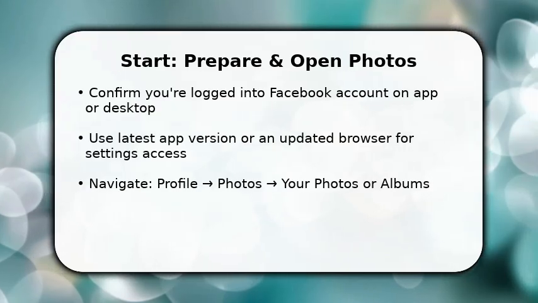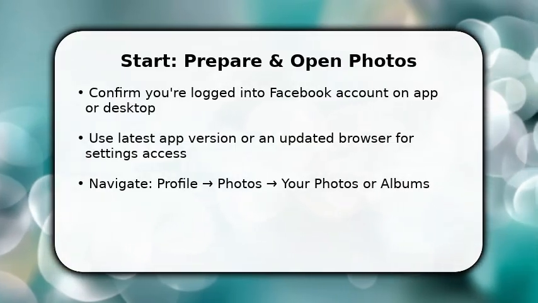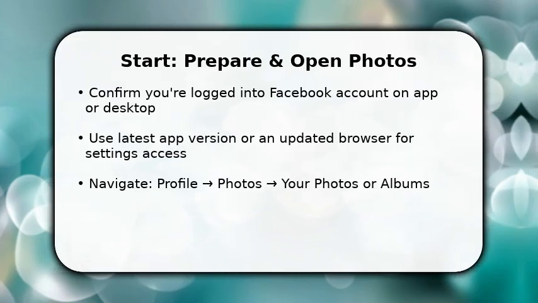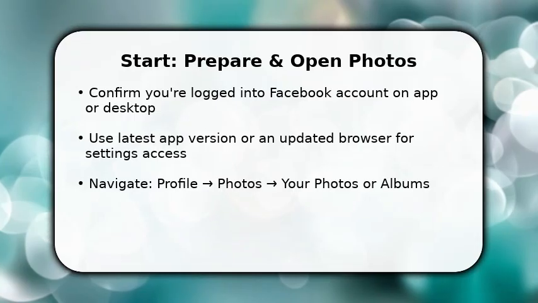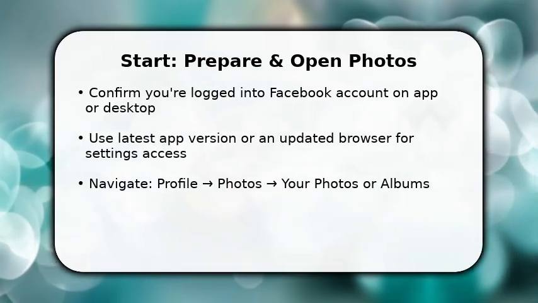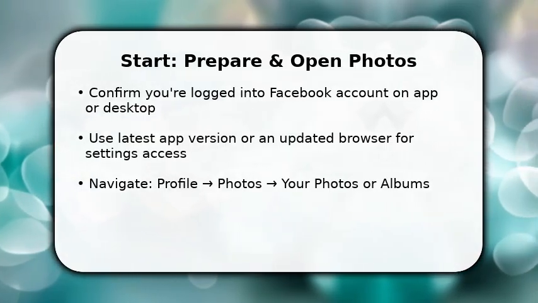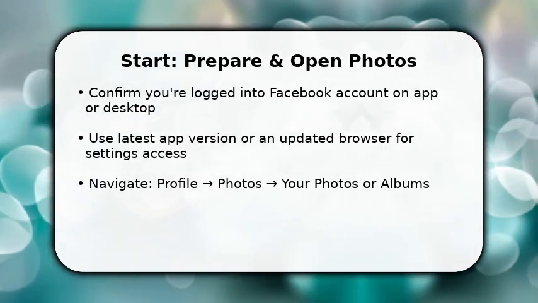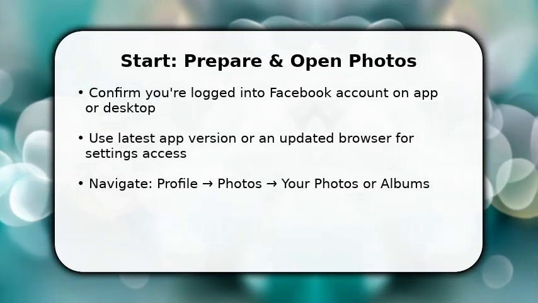You're ready. Make sure you're logged into the correct Facebook account and that the app or browser is up to date. Once done, open your profile and tap Photos, then choose your photos or albums depending on what you'll change. If you want to act now, skip General Settings and go straight to the image list. This ensures you edit visibility per item. Make sure to note whether a photo is in an album or individually uploaded because the control location differs.